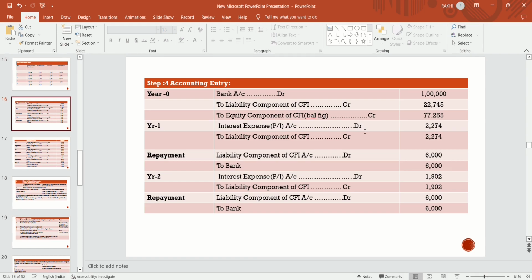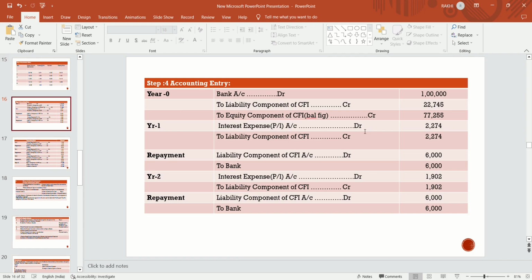It should be amortized every year in the liability component, and repayment is to be reduced from that liability component. So if the payment is made by the company, it will be liability component of CFI account debit to bank by 6,000, because they are not paying interest, they are repaying the amount as a coupon.